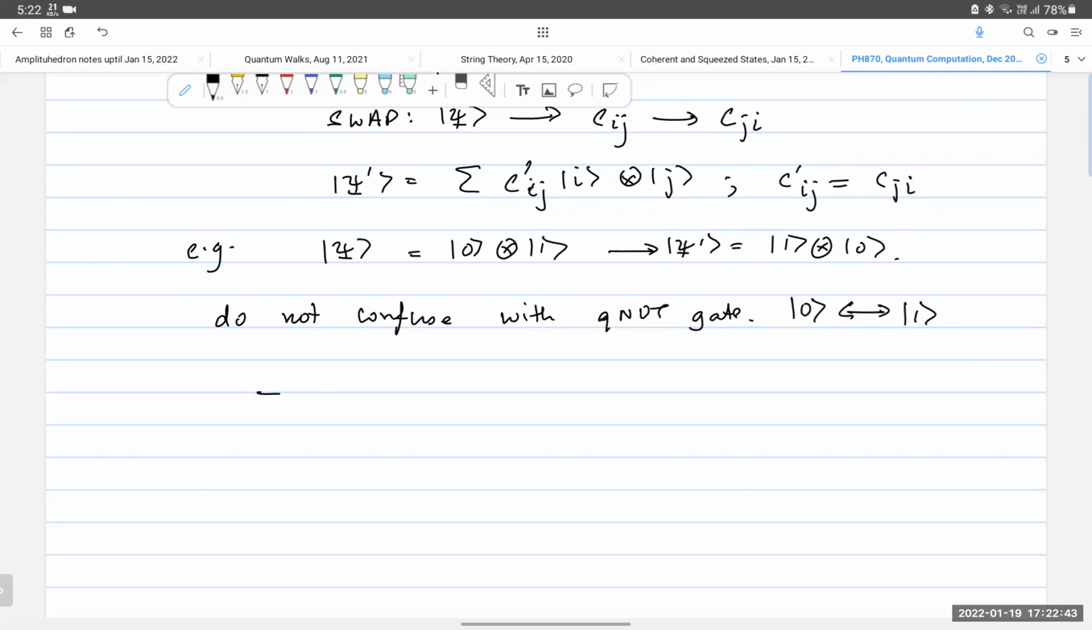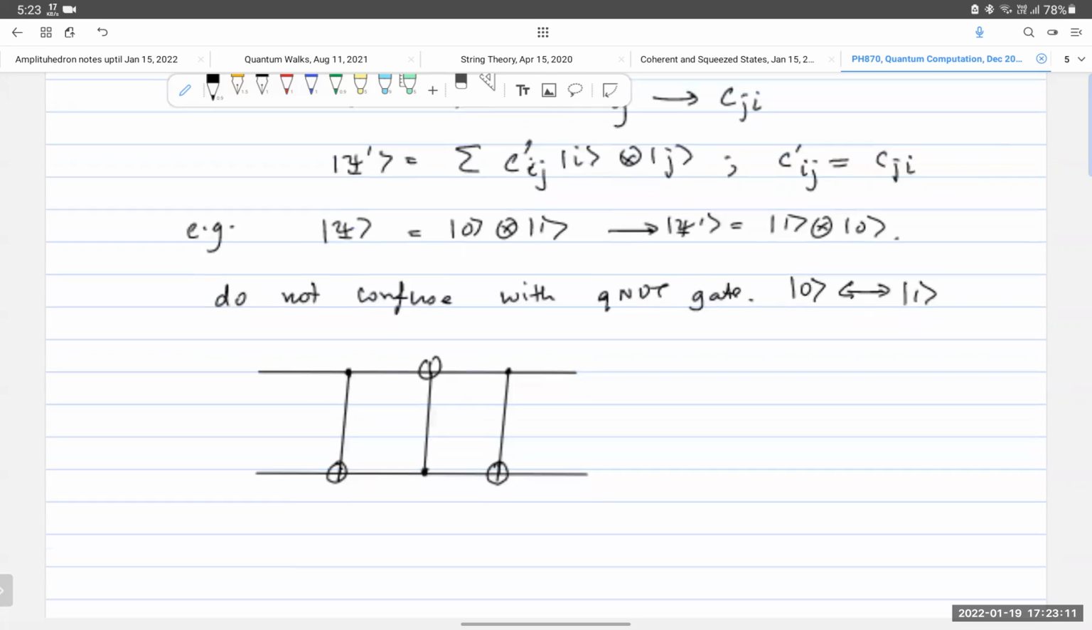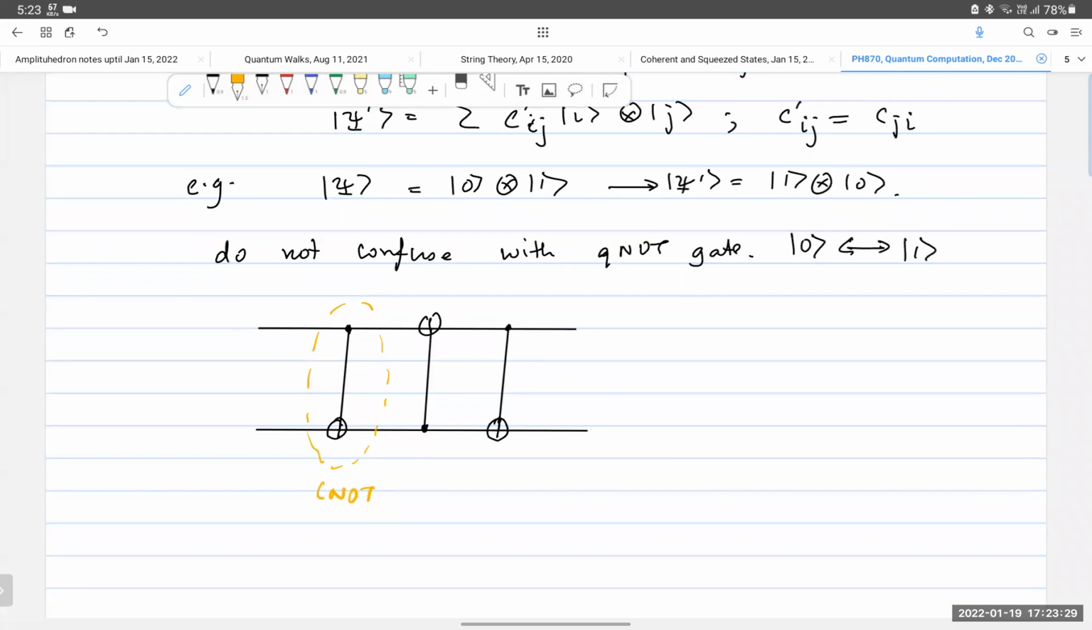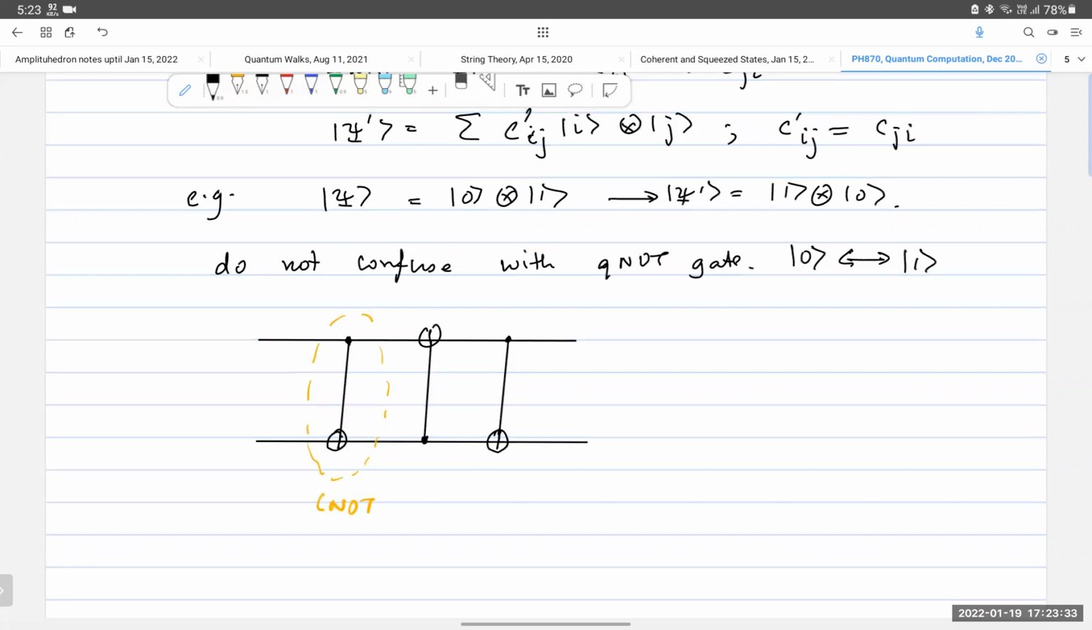So basically what it is, it's an array of 3 CNOT gates like this. Each one of these individually is a CNOT gate. So this is 3 CNOT gates, and we can represent this as follows.